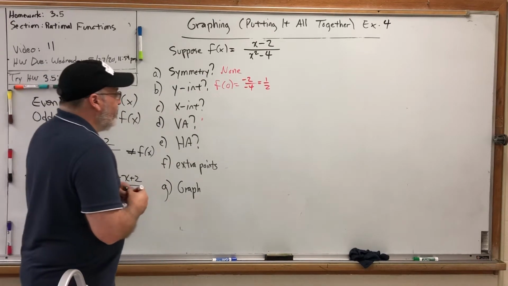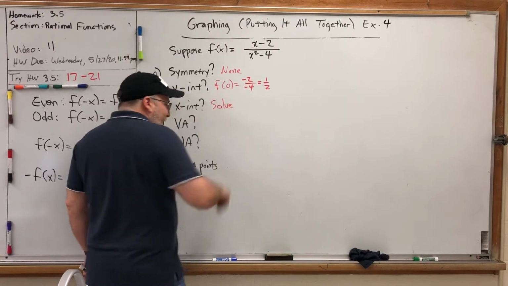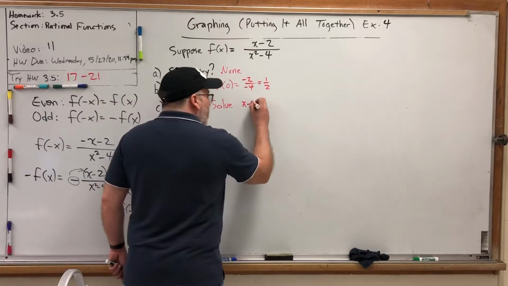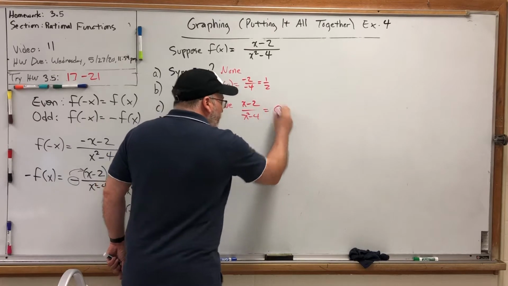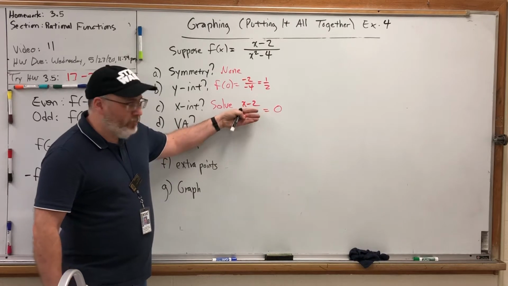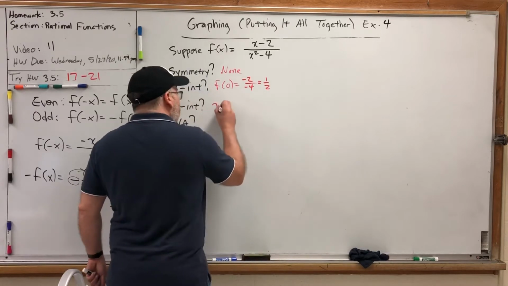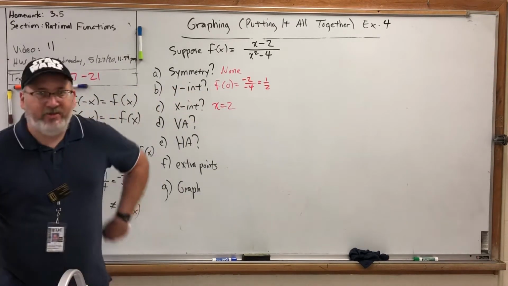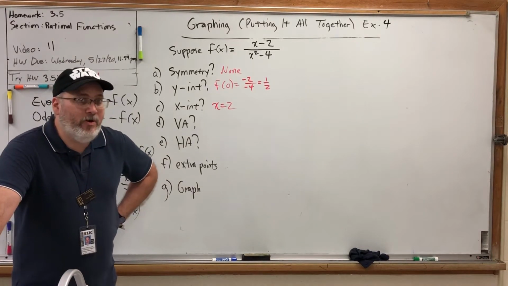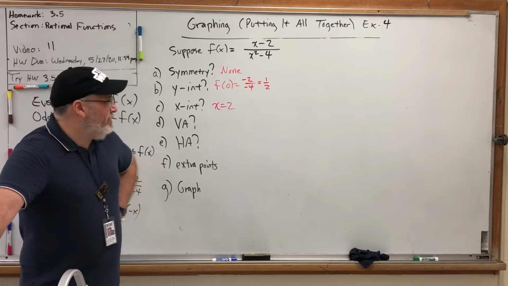X intercept. Now here's where we got to be careful. In the past, I've said that you can solve this by solving the top equal to 0. Because if you multiply both sides by x squared minus 4, that would disappear, that would stay 0, and we would get x equals 2. But do you see a problem with saying x equals 2 is the x-intercept? What happens when you plug 2 into this? It makes the top 0, and makes the bottom 0. Now let's pretend we didn't notice that yet.